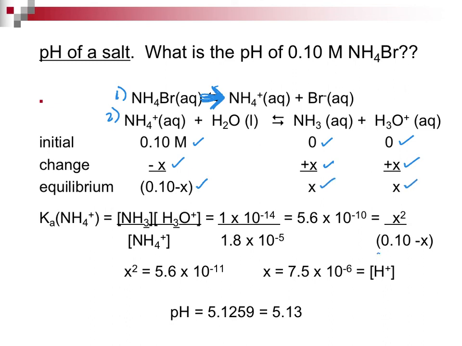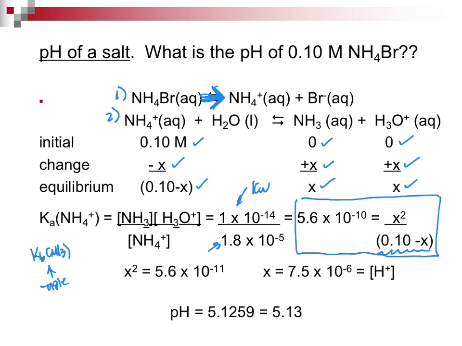When I do all that, that is where I get the far right side of the next line, X squared over 0.10 minus X. Now, I know there is a Kb for NH3. It is in a table. So what I have to do is pull that number out and use the Kw of water to come up with the K for that secondary equation.